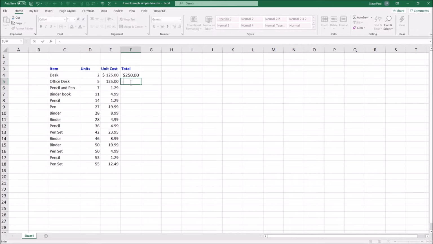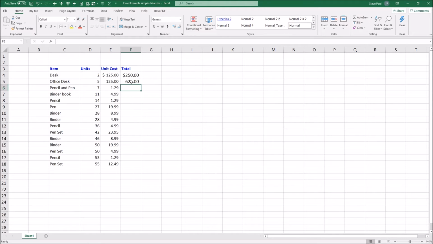We can do the equal, and we can click on the cell that we want. So you can do D5, and then hit the multiply key on the keyboard, and then we can highlight this right here, E5, which is a cell reference, and hit enter, and there we have our result.